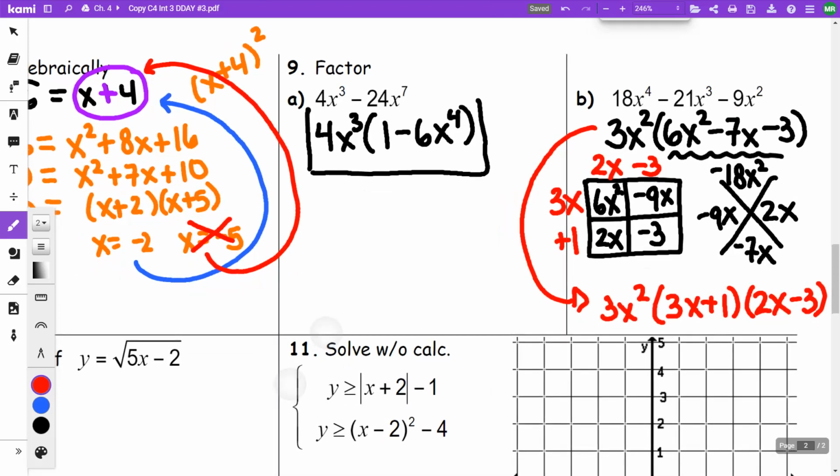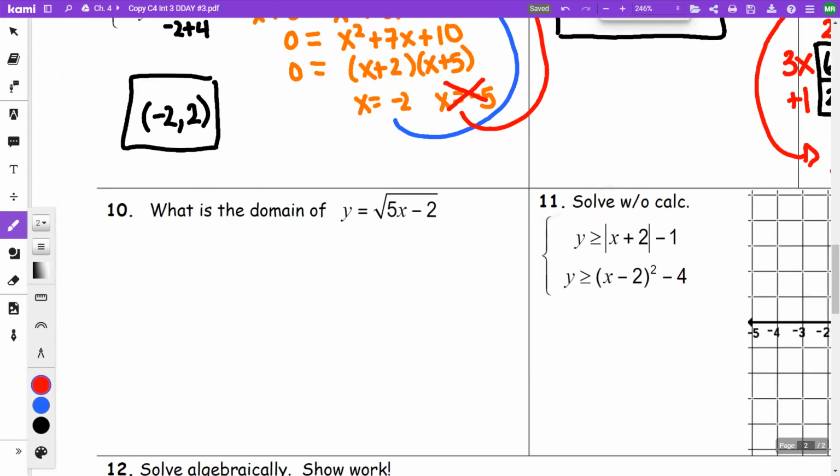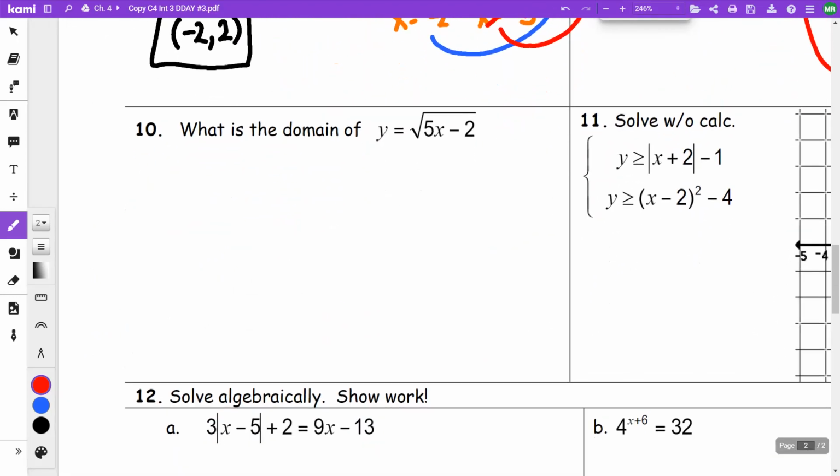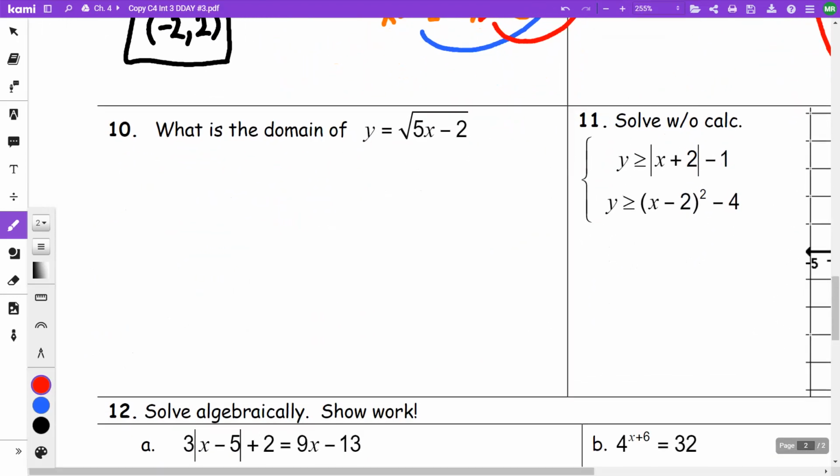On number 10, they're asking us for domain. Now, remember, square root graphs are ones that start, and if it's a positive in front, okay, there's no negative, it's going to be going to the right as long as my x is a positive x, okay? So this would be like a positive square root. This one here, if I did it in blue, would have been a negative in front of my square root.